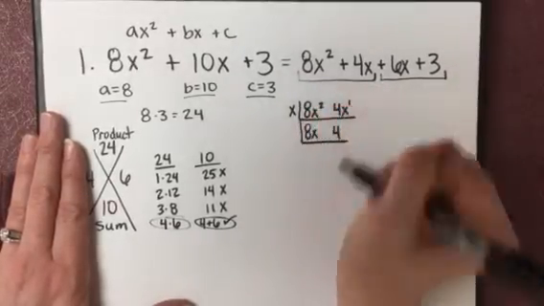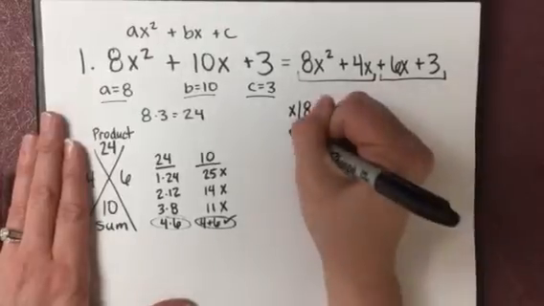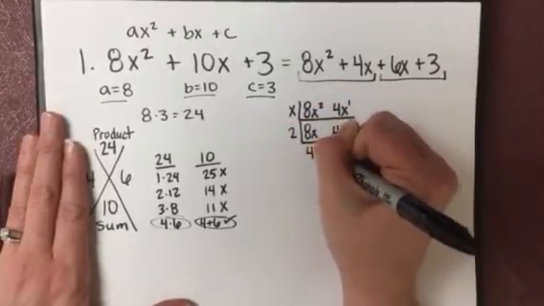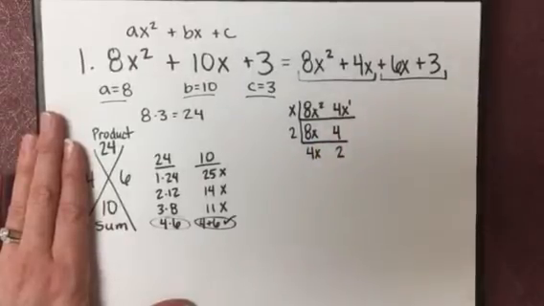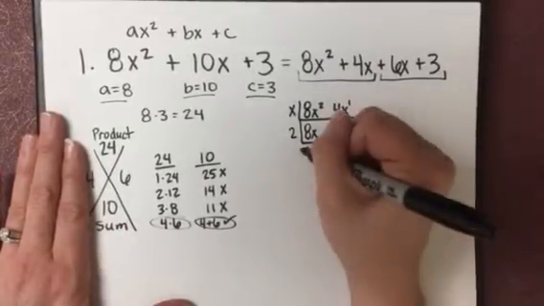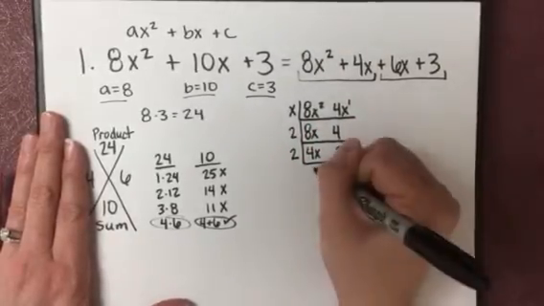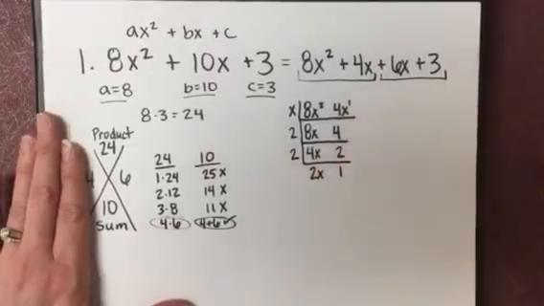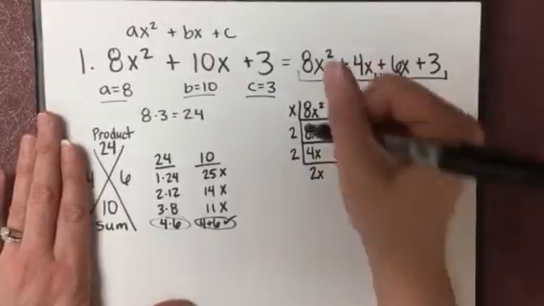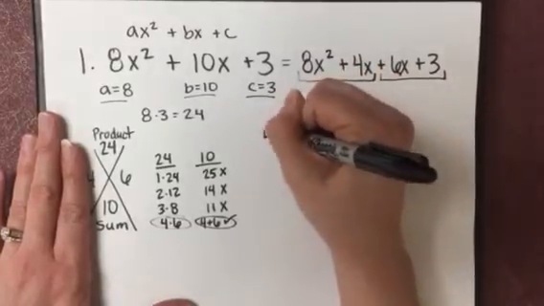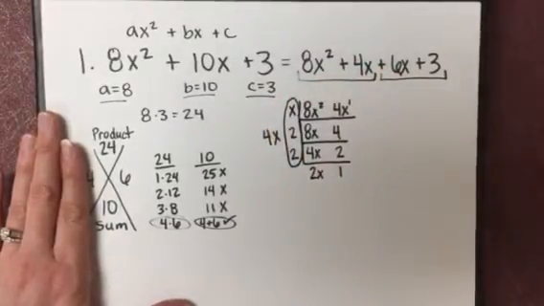Now let's factor out a common number. Start with prime numbers, so 2 will go into both. Continue to divide by prime until you can no longer divide by prime. So a 2 will go into 4x and 2. So this will be the GCF, x times 2, which is 2x, is the GCF of the first group.